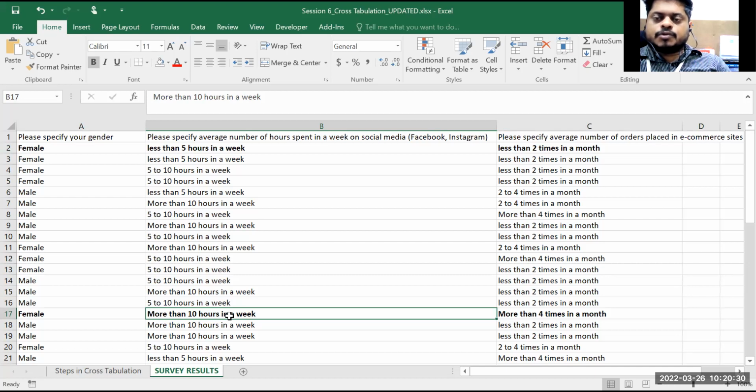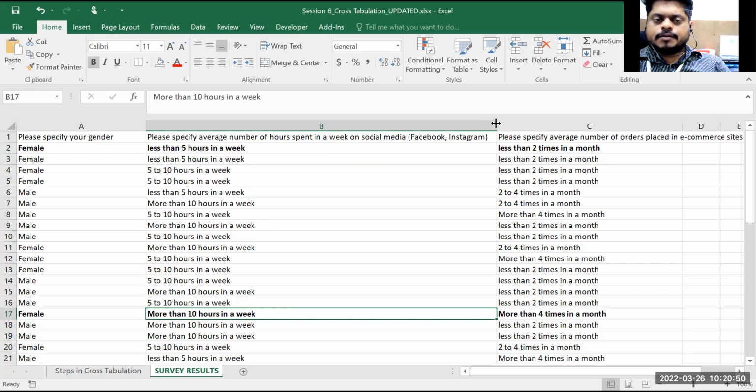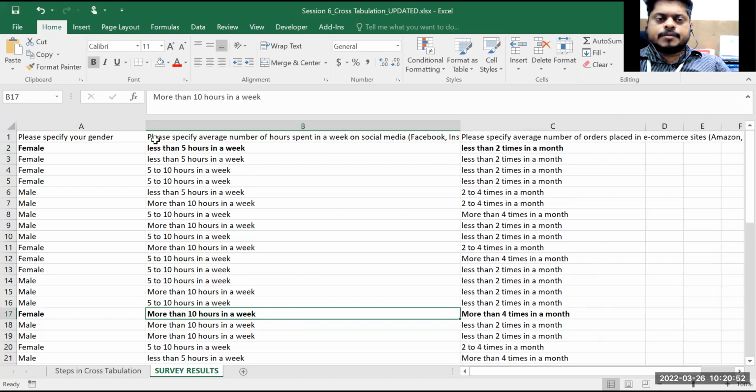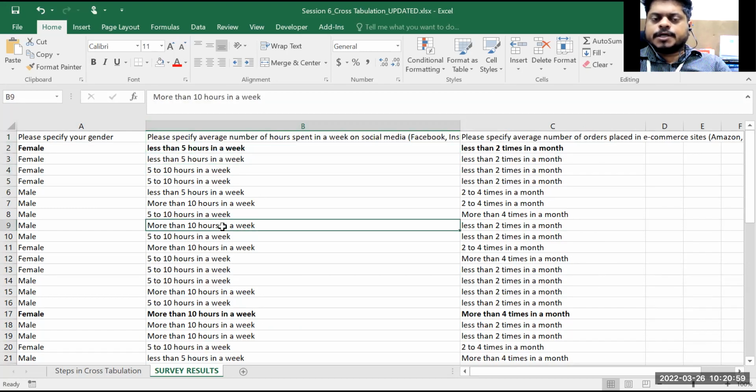So then the question is whether this is a nominal variable or an ordinal variable. If it is categorical, we do not have to get into that detail, but just for curiosity, whether it is a nominal scale or an ordinal scale. If I ask to specify the average number of hours spent in a day, and the answers are less than 5 hours, 5 to 10 hours, more than 10 hours, these are the three answers. Will it be a nominal scale or an ordinal scale?